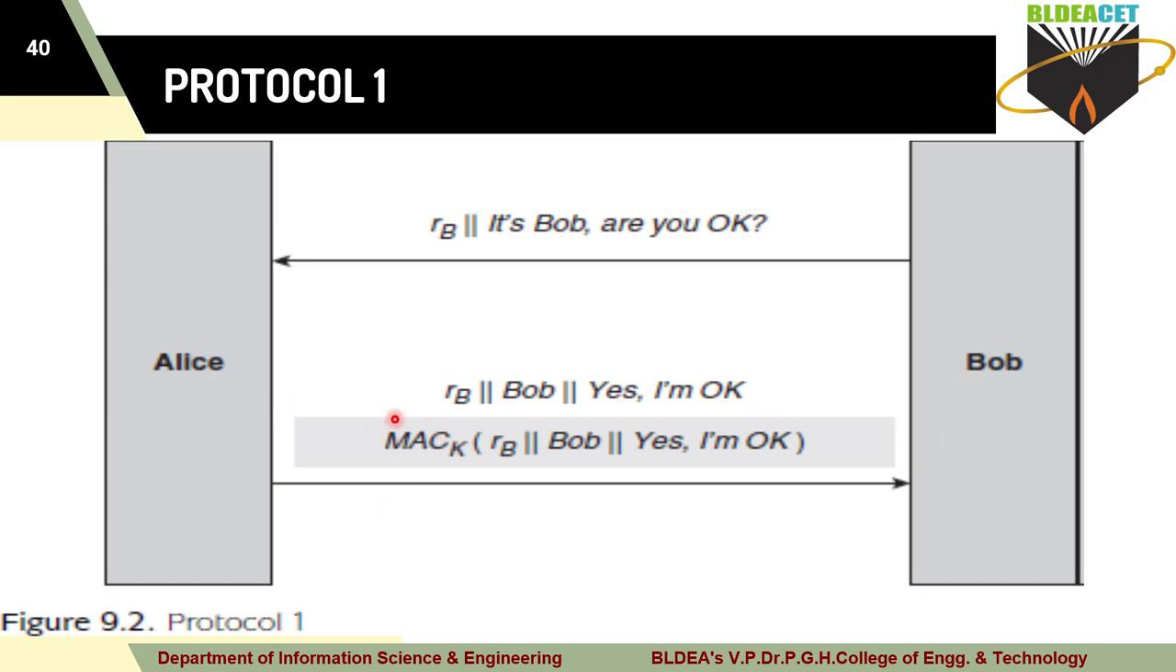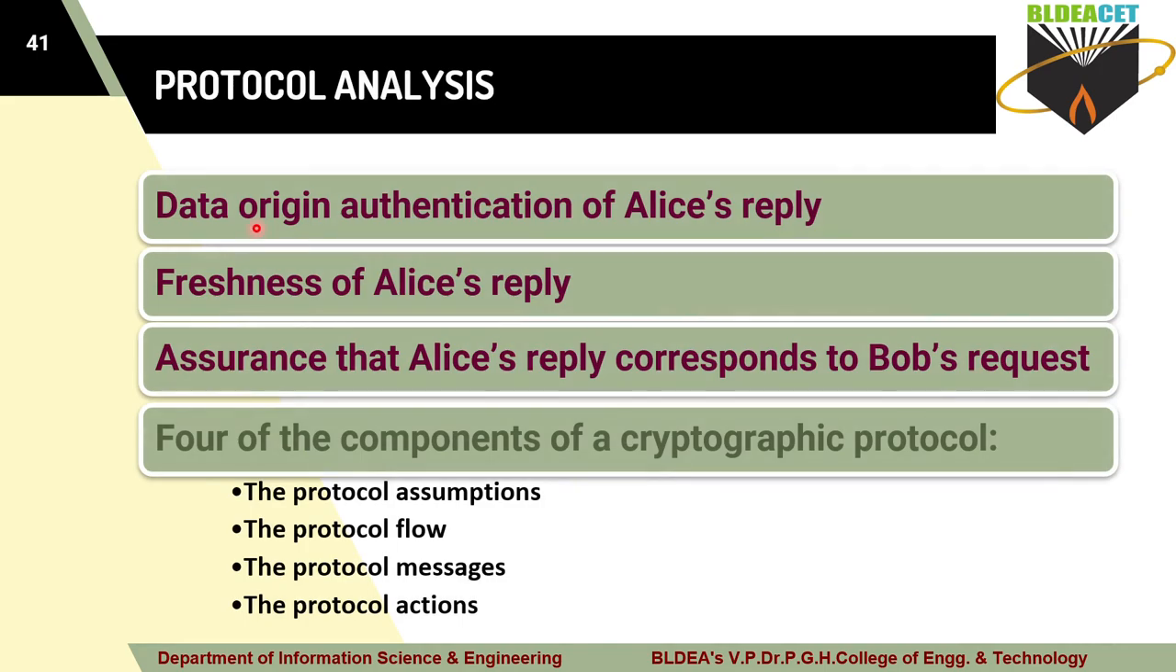The message authentication code is generated with the help of the symmetric key, and Bob will receive it. Bob will also perform the same message authentication computation for this message, and compare the code he gets with the message authentication code from Alice. If it matches, it indicates that yes, this is the message I am receiving from Alice. So this is about the data origin authentication of Alice's reply.